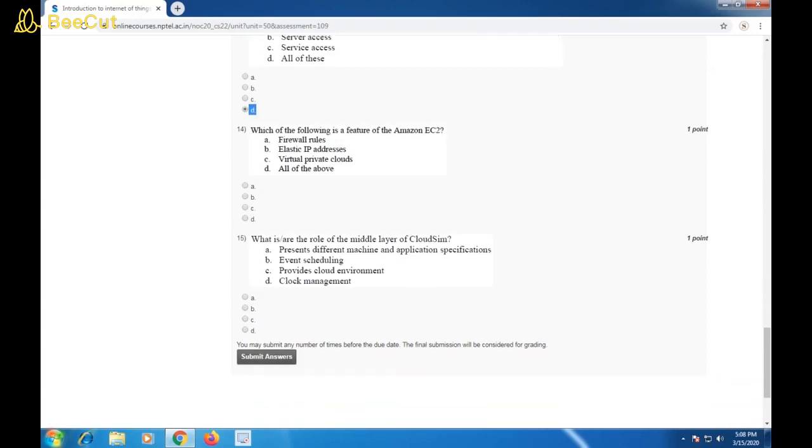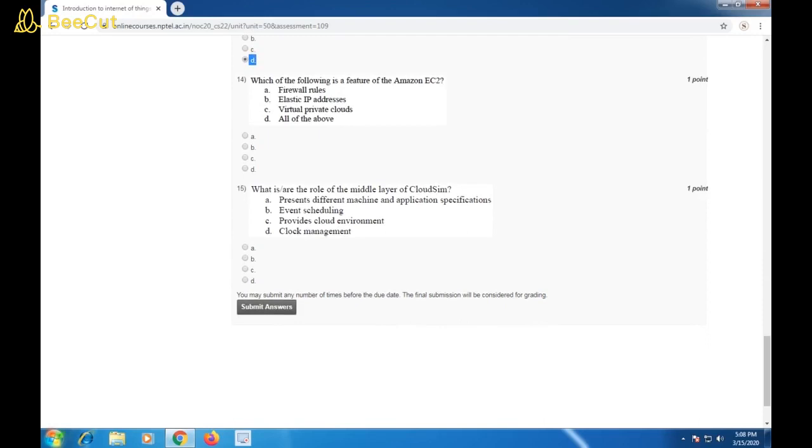And the 14th question, which of the following is a feature of Amazon EC2? The answer for this is option D, all of the above. Firewall rules, elastic IP addresses, virtual private clouds, all are the features of Amazon EC2. So option D, all of the above is the correct answer for the 14th question. 14D.